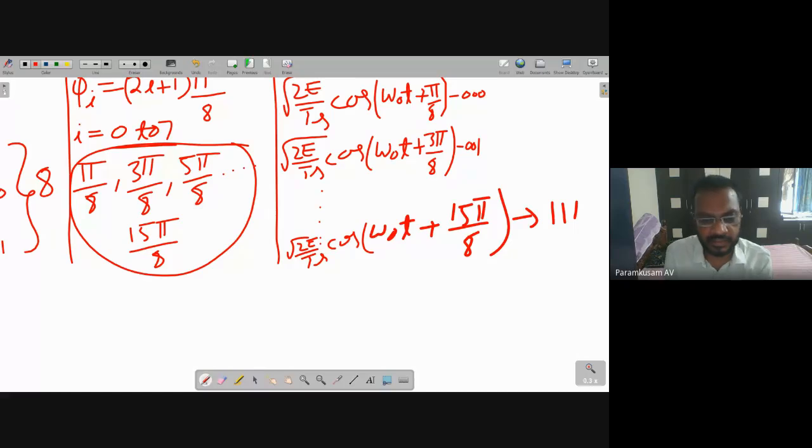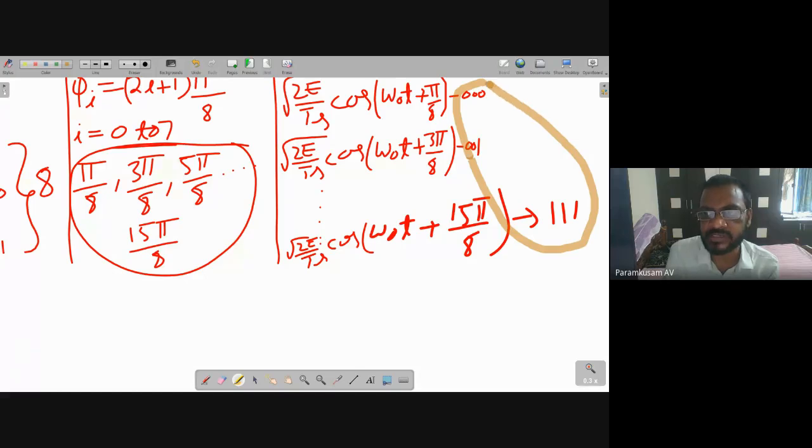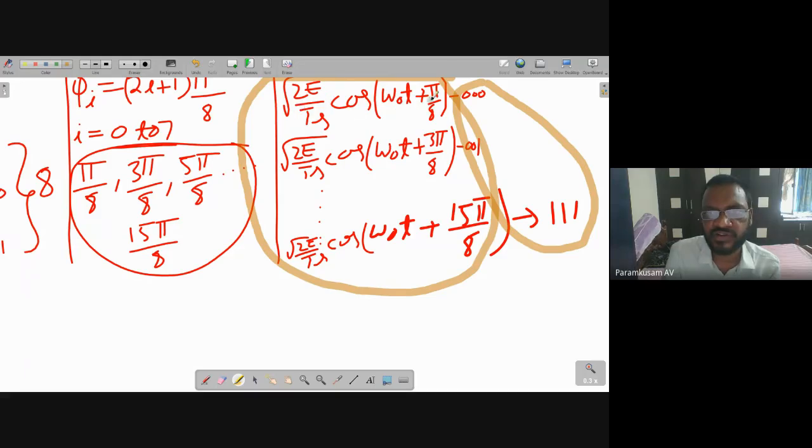Okay, do you understand? So there are 8 possible combinations, and here also 8 possible sinusoids. In the first sinusoid, the phase angle is π/8. In the second sinusoid, the phase angle is 3π/8. Like that, the phase angle is varied. That phase angle depends upon that binary combination. So this is about 8-ary PSK.